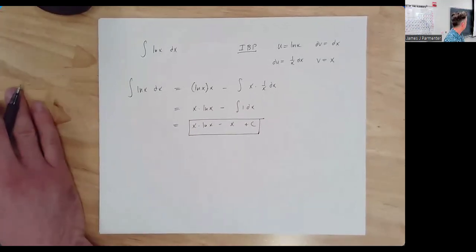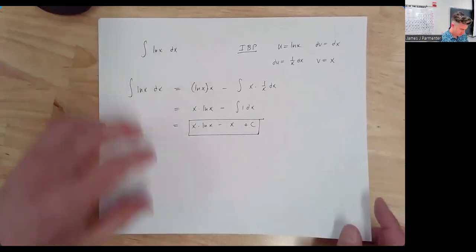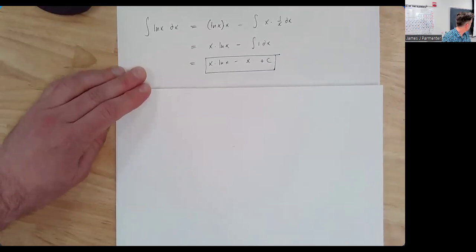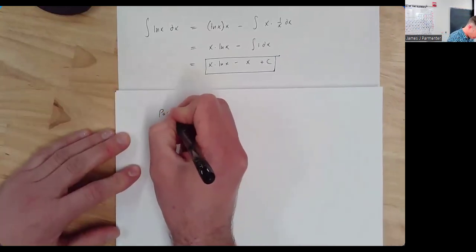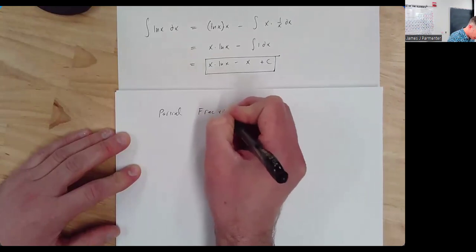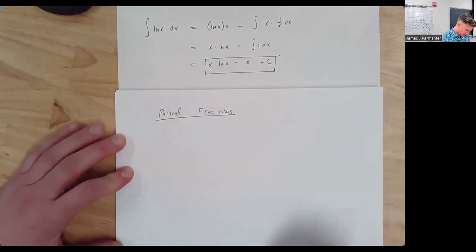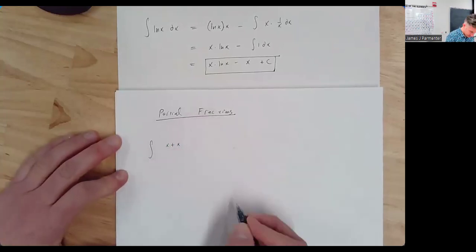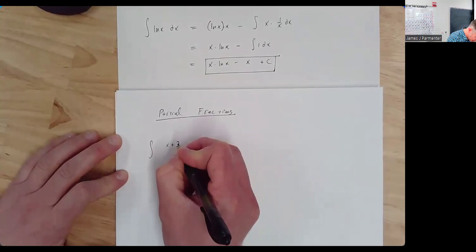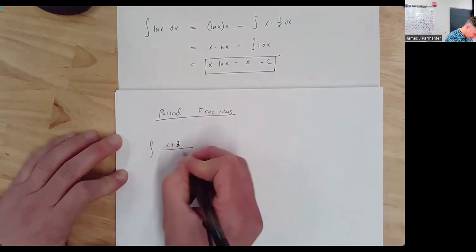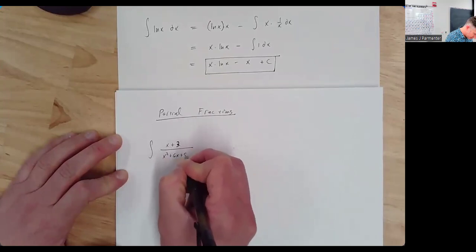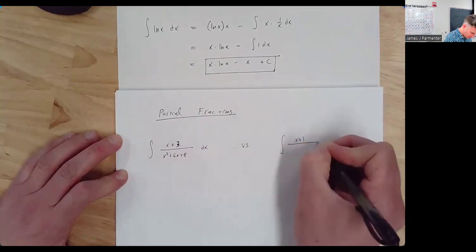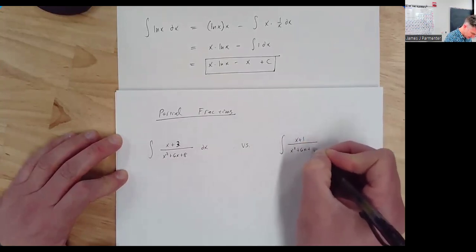All right. So let's talk about partial fractions. And we'll start off by exploring the difference between these two integrals. So let's look at the integral of x plus 3 over x squared plus 6x plus 8 dx versus the integral of x plus 1 over x squared plus 6x plus 8 dx.